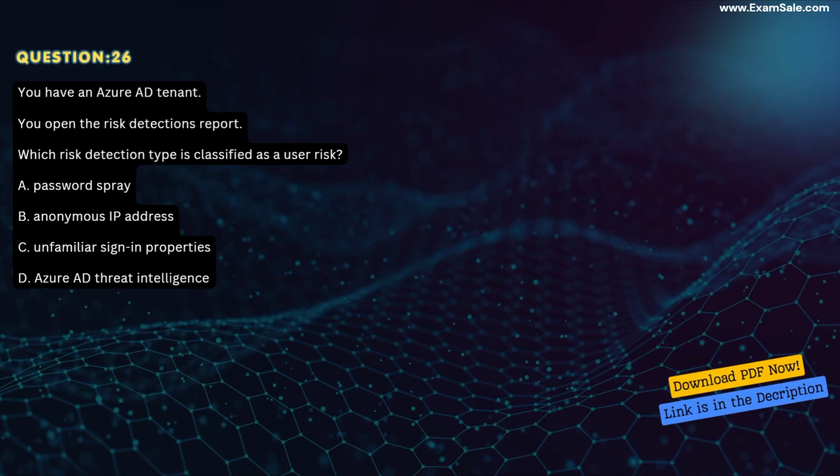Question 26. You have an Azure AD tenant. You open the risk detections report. Which risk detection type is classified as a user risk? A. Password spray. B. Anonymous IP address. C. Unfamiliar sign-in properties. D. Azure AD threat intelligence. Correct answer, D.